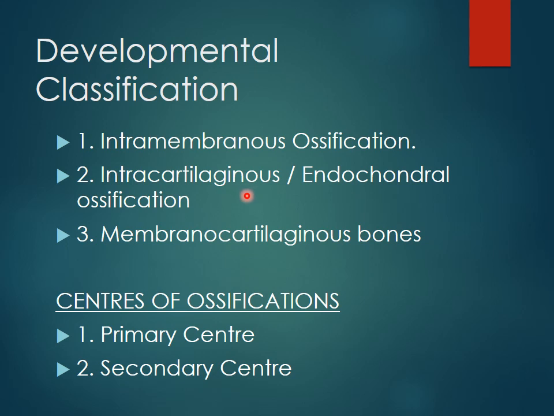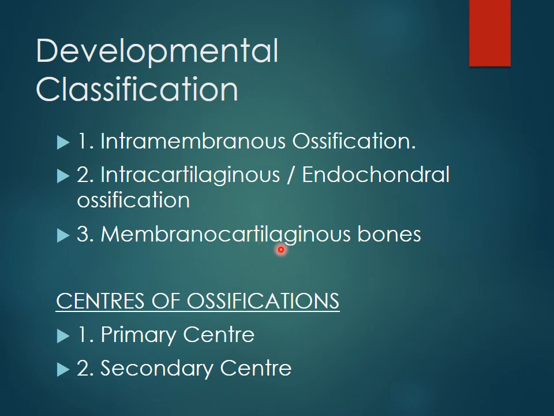If the mesenchymal tissue forms an intermediate cartilage, and then this cartilage develops into bony tissue, then it is intracartilaginous ossification, also known as endochondral ossification. The bones which develop by this ossification process are the cartilaginous bones. All the adult bones in the human, like the ribs and vertebrae, are cartilaginous bones.